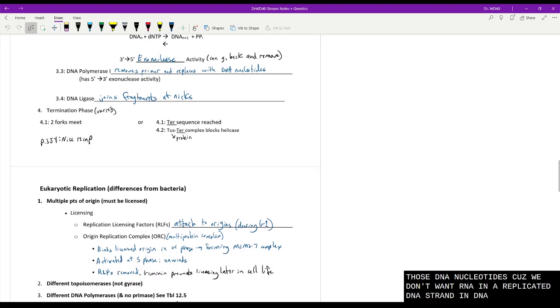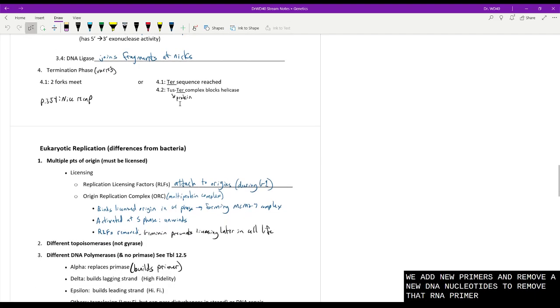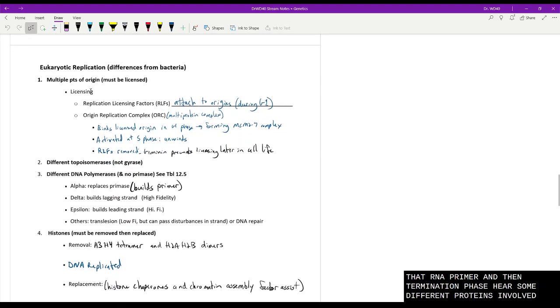Then DNA ligase joins the fragments at the nicks, because we can't form that last phosphodiester bond when we add new primers and add new DNA nucleotides and remove that RNA primer. And then the termination phase here, some different proteins involved. And we talked about eukaryotic replication.